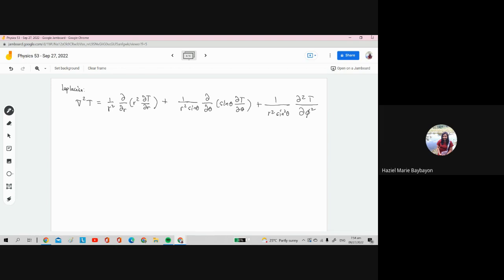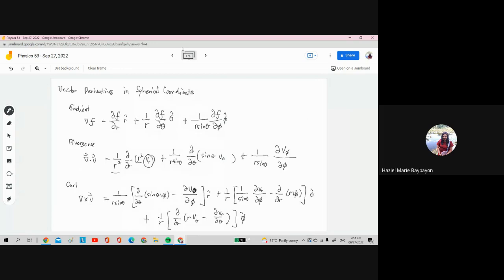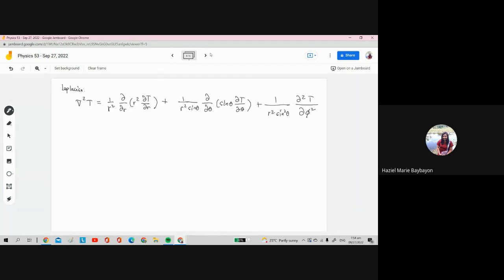We will come back to this later, class. We will have examples on this. And then for now, we will also express these in terms of the x, y, and z coordinates. Now expressing r, theta, and phi.